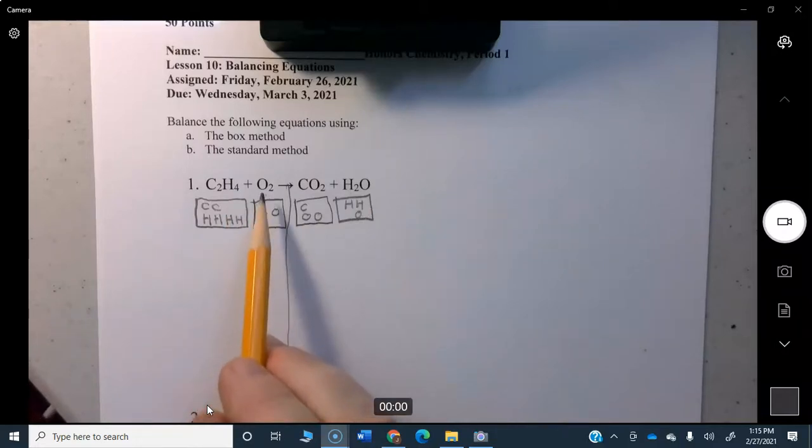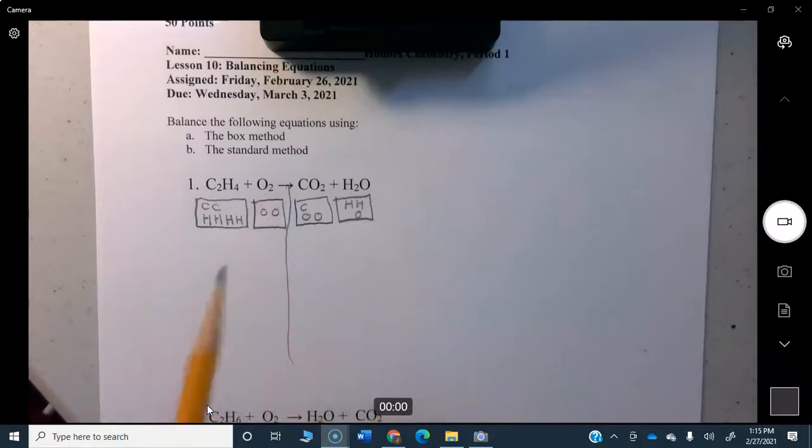Oxygen is not a compound because it's O2, it's a pure element. I'm just making that distinction. The rest of these would be compounds because they have two or more different elements. Okay, so let's get going.